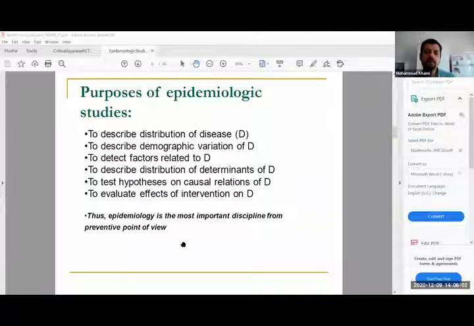So we can say that epidemiology is the most important discipline from preventive point of view, because if we know and if we can describe these factors and these distributions and these variations, then we are able to have some tools, to have some interventions to prevent disease. And from preventive aspect, we can do an important job using epidemiology as a tool and as a means. So we have disease and then we have risk factor.